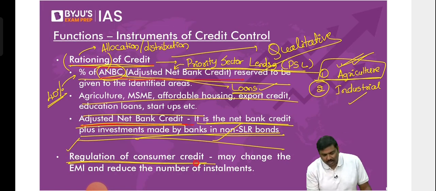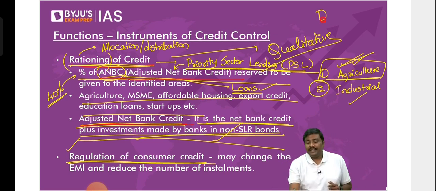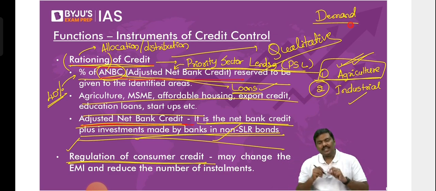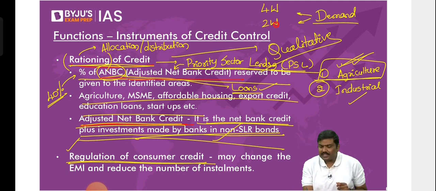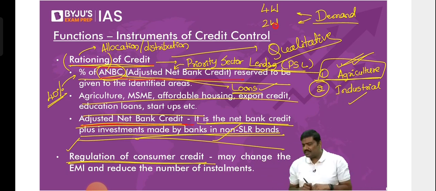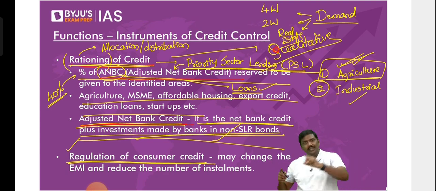Regulation of consumer credit. RBI looks at the current situation and realizes that demand is higher in the market. Demand for four-wheelers, 4W, is higher. People are taking loans and purchasing four-wheelers. Demand for two-wheelers is higher. Demand for housing, that is real estate, is also higher because people are taking loans and purchasing houses.